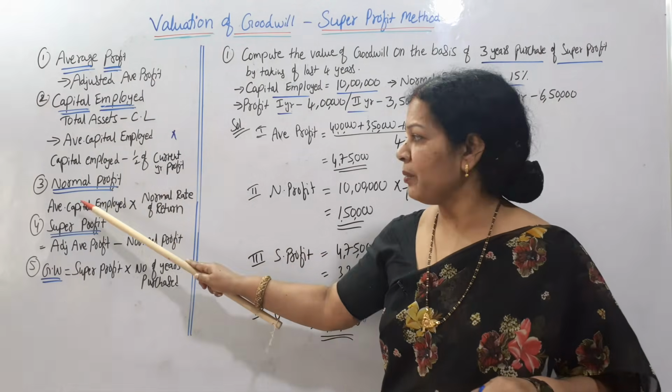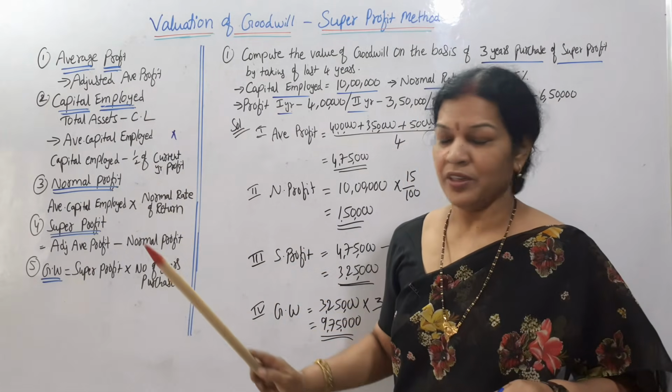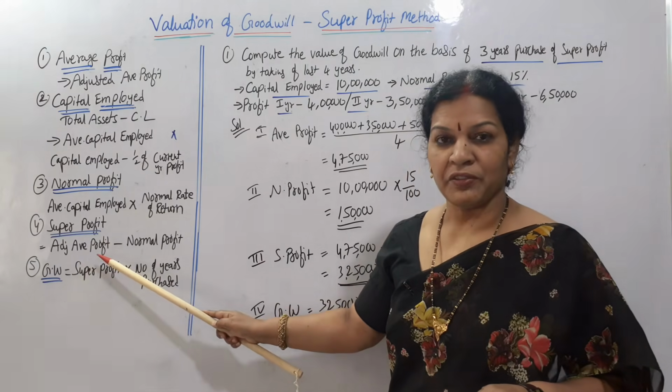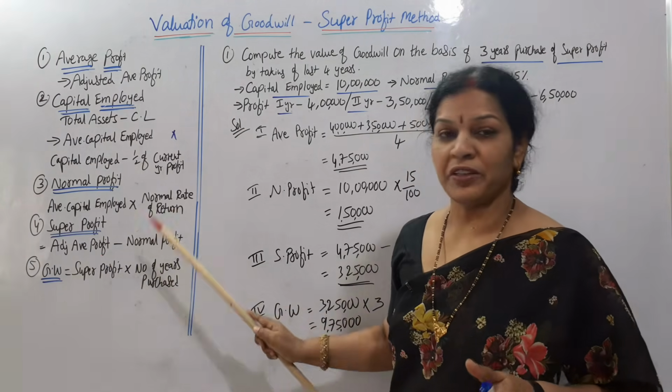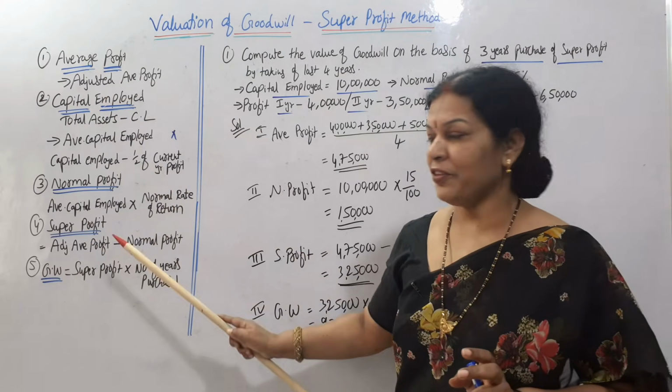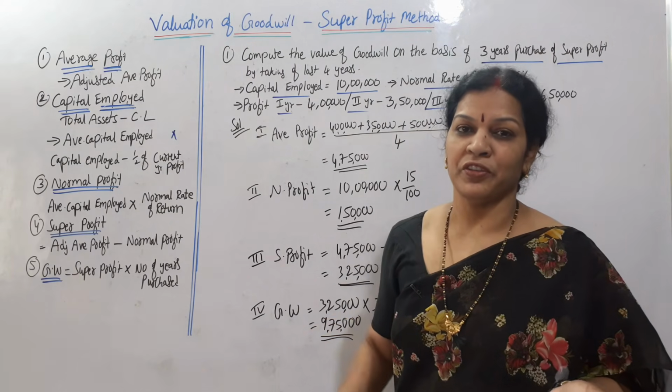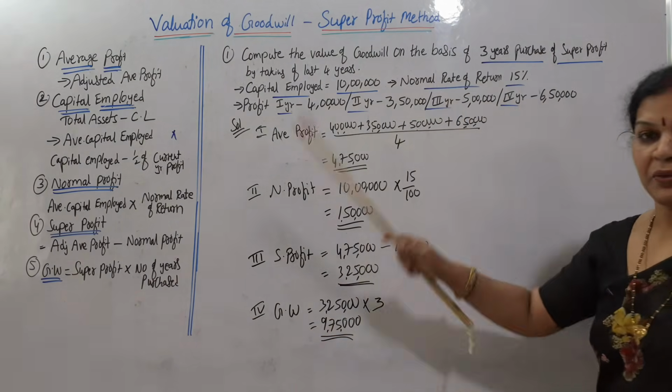Then normal profit. Normal profit means capital employed into normal rate of return. You got the normal profit. Then super profit, how do you get? Adjusted average profit or average profit minus normal profit. If you get it, then goodwill. Goodwill is equal to super profit into number of years purchased. The same thing we have done.